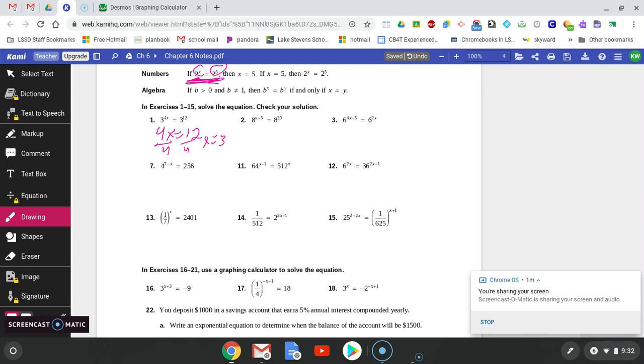So in the next one, they have the same base. Again, if they have the same base, you can set the exponents equal to each other. So I have x plus 5 is equal to 20. If I solve this equation, then I get x is 15.